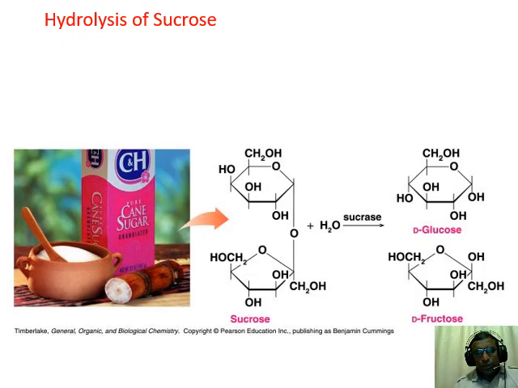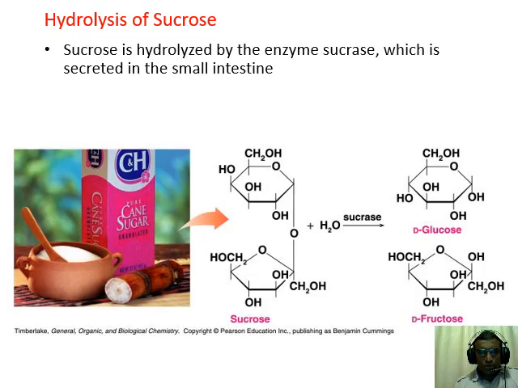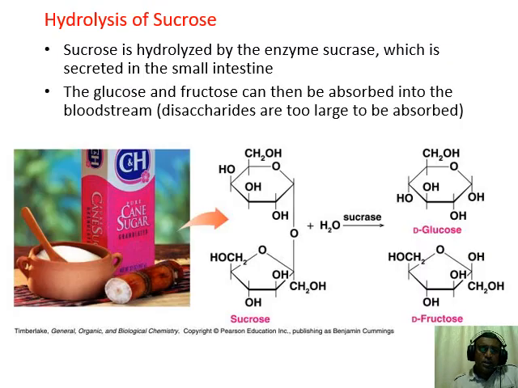So here is shown the hydrolysis of sucrose, where in the small intestinal tract there is the enzyme sucrase, which can cleave the 1,2 glycosidic bond to release glucose as well as fructose, and these two monosaccharides then can diffuse from the digestive tract into the bloodstream. So no problem in digesting sucrose if sucrase is present in the digestive tract.